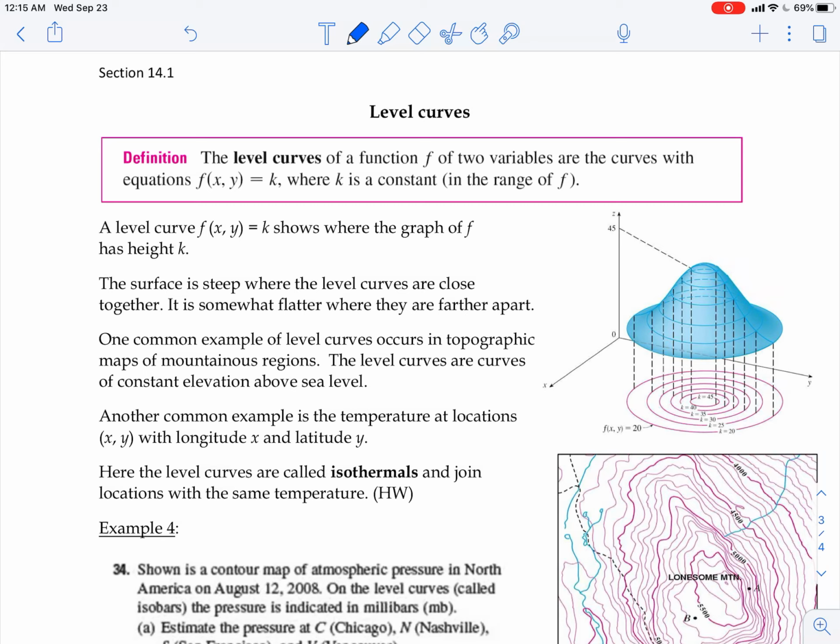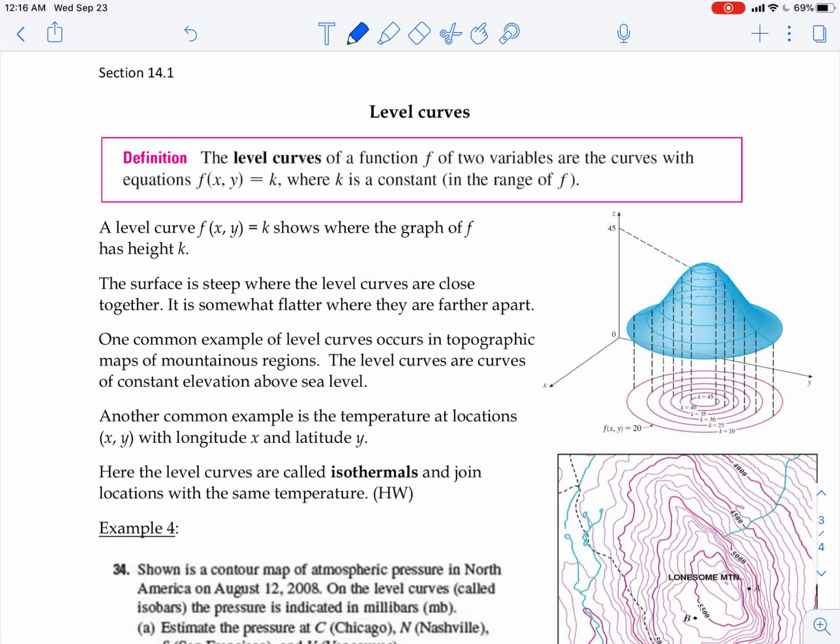And then for all those slices, we're going to project them onto a two-dimensional plane. That k just allows us to show the differences as we go up along the z-axis. So a level curve of f of x, y equals k shows the graph of f has height k.